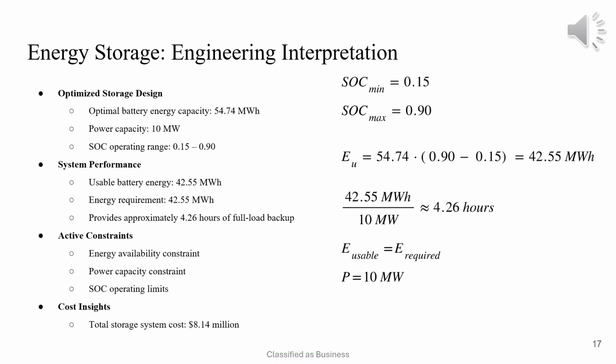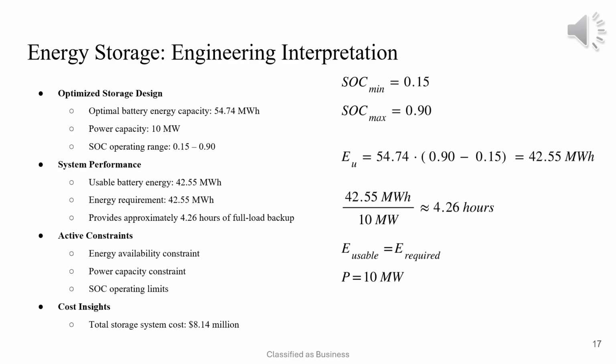The optimization results suggest an optimal battery energy capacity of about 54.7 megawatt hours with a power capacity of 10 megawatts and an operating SOC range from 0.15 to 0.9. This gives about 42.55 megawatt hours of usable energy, which matches the required backup energy for the system. As a result, the battery can provide approximately 4.26 hours of full load backup.